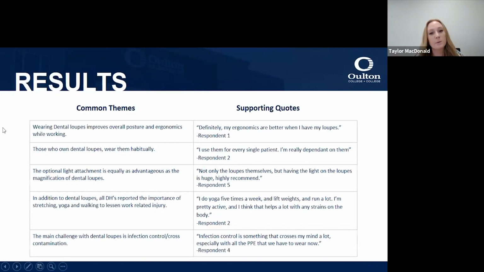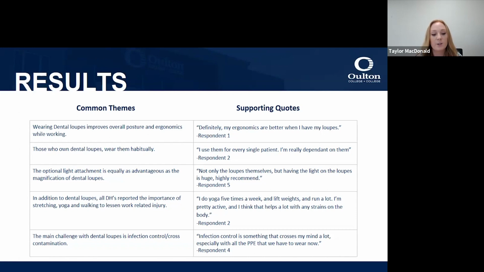Common themes experienced amongst our participants were overall posture and ergonomics were improved. To quote respondent 1, definitely, my ergonomics are better when I have my loops. Those who wear dental loops wear them regularly. To quote respondent 2, I use them for every single patient. I'm really dependent on them.